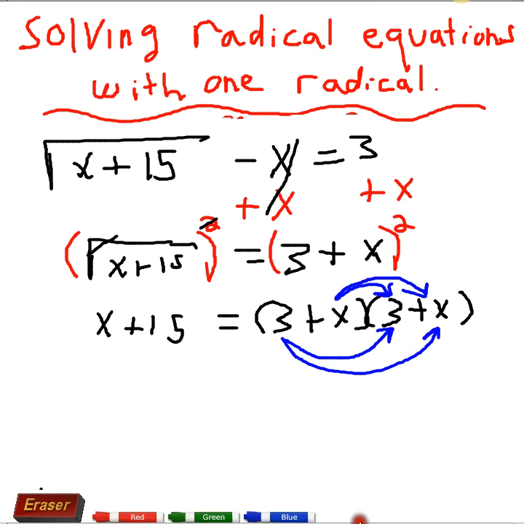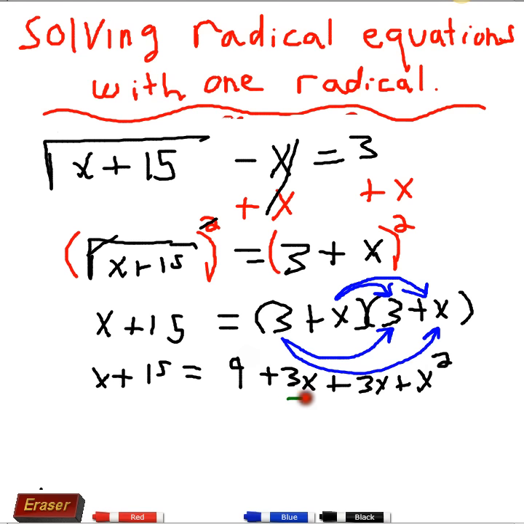So on the left side we have the same thing still: x plus 15 is equal to 3 times 3, which is 9. 3 times x is positive 3x. x times 3 is the same exact thing, 3x. And then an x times an x is x squared.